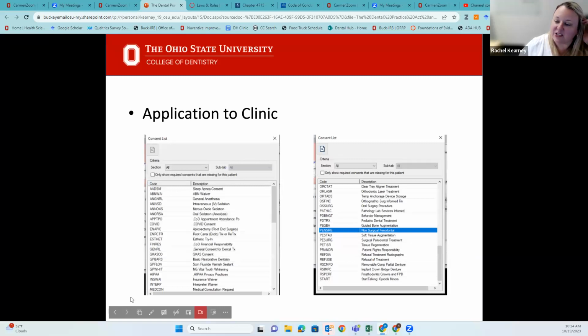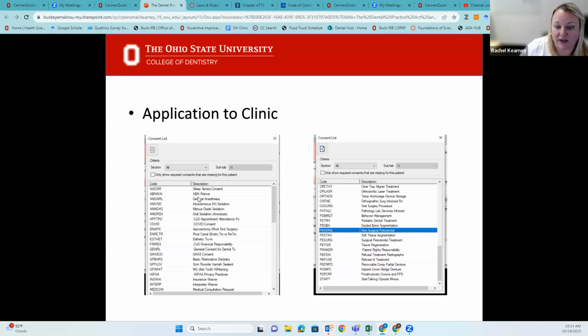So when we talk about what this looks like in the clinic, the patients in the clinic will sign a general consent form when they register. They are provided that information and they sign a general consent form, which covers doing an exam and x-rays and a prophy and some of those types of procedures. But there are procedures that you may do that need additional consents. Some of those might be non-surgical periodontal therapy, something like scaling and root planing. That would be part of a consent that you may see and would use within the clinic.